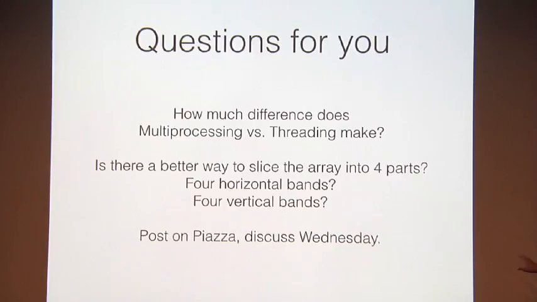Is there a better way to slice the array into 4 parts? We just tried 4 horizontal bands. That was not good, right? But maybe it's blocks of 2. Maybe it's sublines, right? Maybe it's cache lines. Certainly, it's probably not 4 vertical bands, but I encourage you to try it to see how bad it is. Post on Piazza. We're going to discuss this at least some on Wednesday.